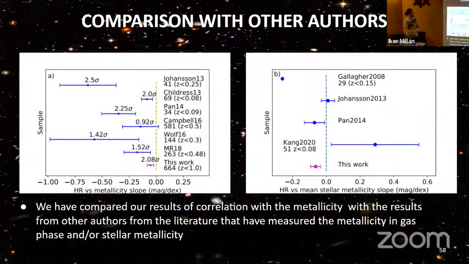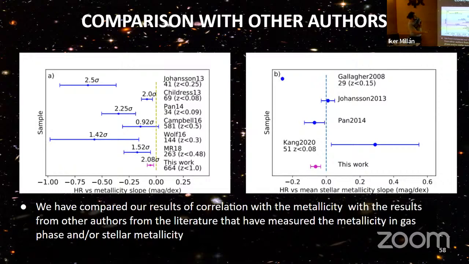And we have checked with the literature on the left, with all the works that have used the gas abundance. It's similar, but it's not the same kind of work, because if you measure the gas abundance, you measure the metallicity of the last star formation episode. And we measure the mean stellar metallicity.